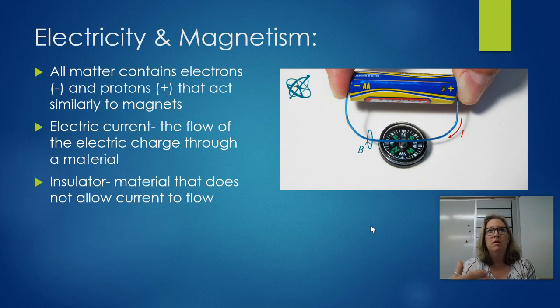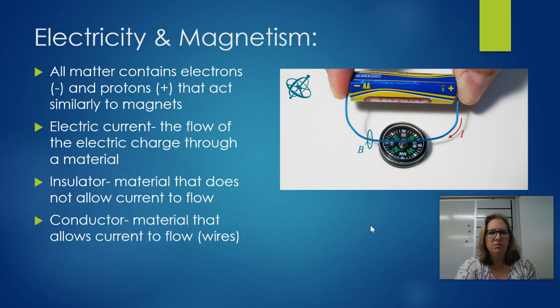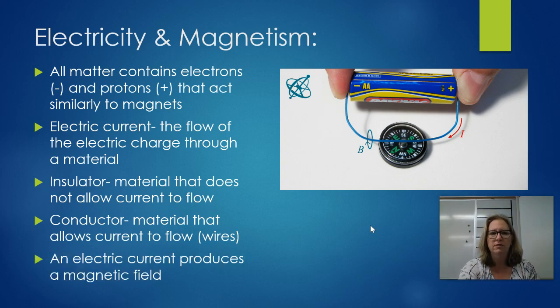Some things resist that flow; those are called insulators, and some things allow that flow, which are called conductors. Same with heat. Insulators and conductors are used the same way when we talk about heat. Insulators block it, conductors allow heat to transfer easily. The metal wires that we talk about a lot are very good conductors. They're coated in rubber or plastic though, because that's an insulator, so you're able to touch the cable without being shocked. But an electric current actually produces a magnetic field.